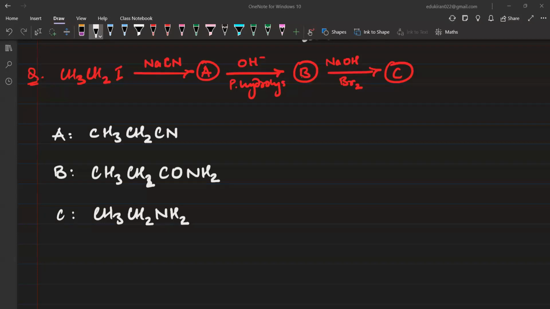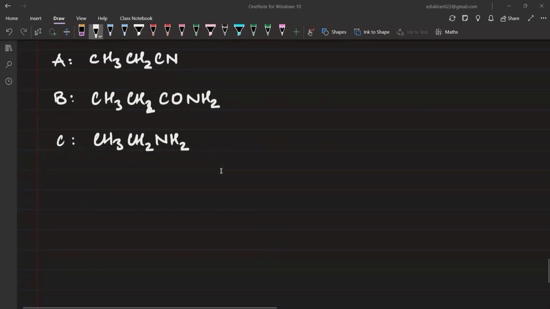Okay, now look, there are a few reactions that we study in the methods of preparation of amines which can be used in conversions also.